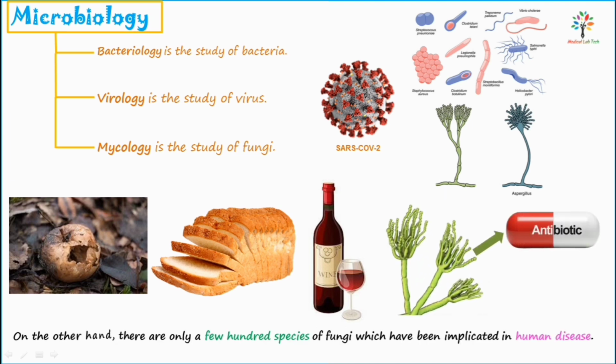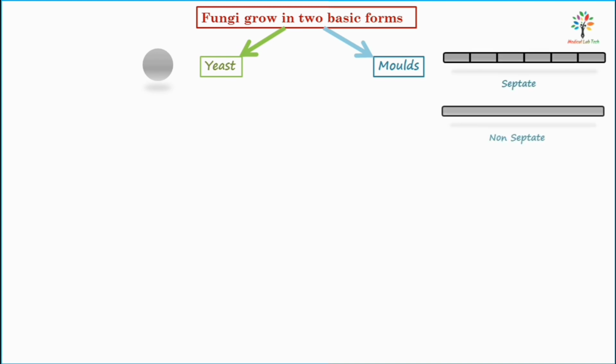On the other hand, only a few hundred species of fungi have been implicated in human disease. Fungi grow in two basic forms, yeasts and molds. Yeast is the simplest form of fungi, which has a round or oval cell. Some fungi form elongated tube-like structures known as hyphae. Hyphae may be septated or non-septated. Septated hyphae have cross walls between the cells, but non-septated hyphae do not have cross walls between the cells. That is an important point.